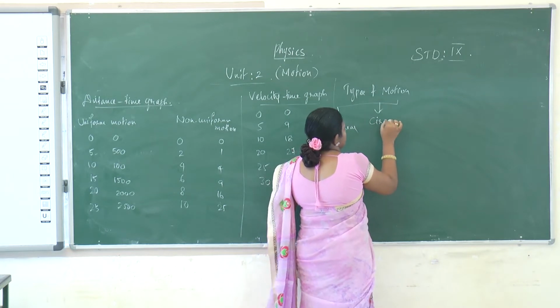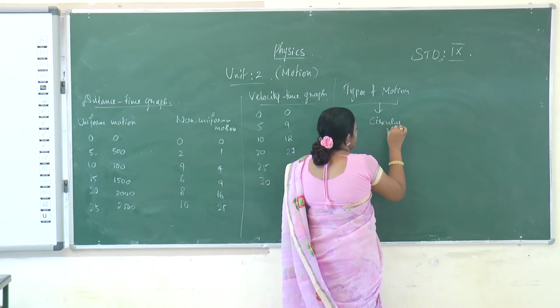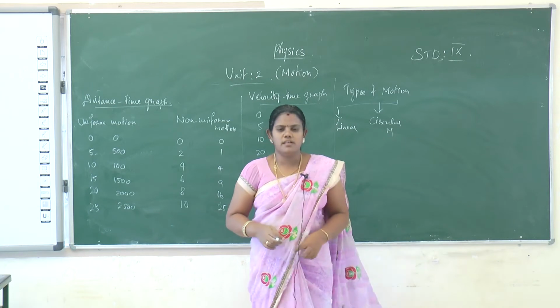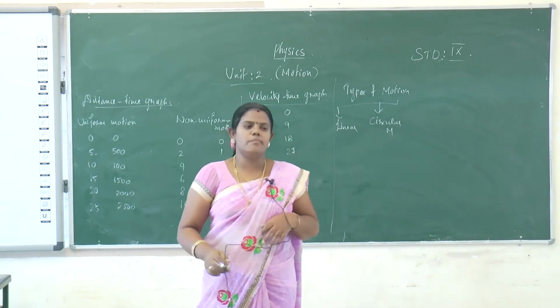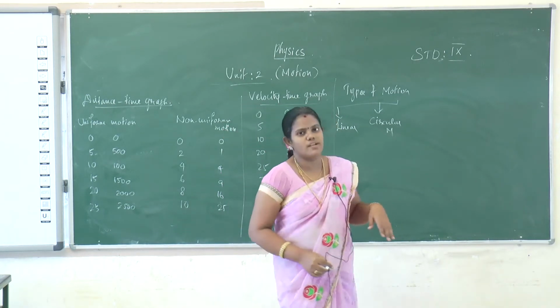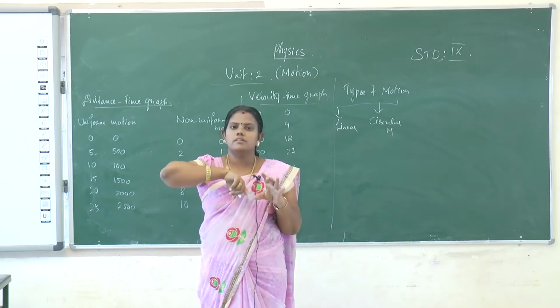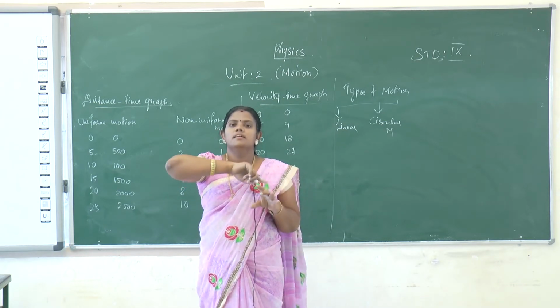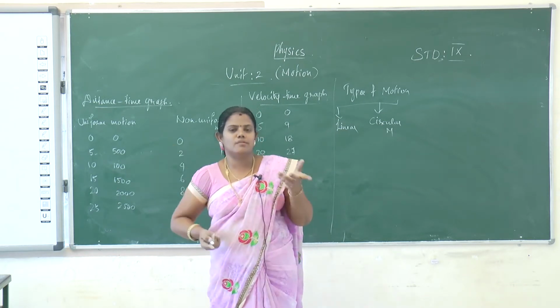Circular motion. Circular motion. What is the meaning of circular motion? I am moving circularly, I am moving in this place, that is called circular motion. When one object moves along a path making a circle, that is called circular motion.